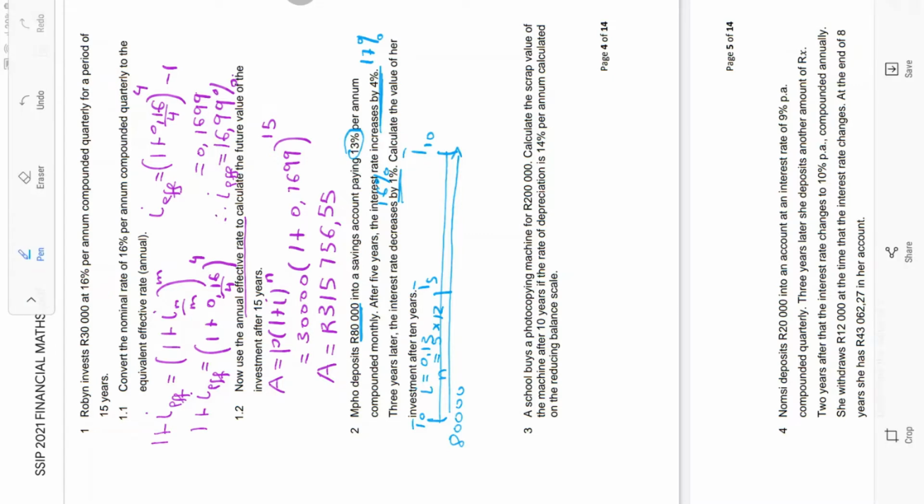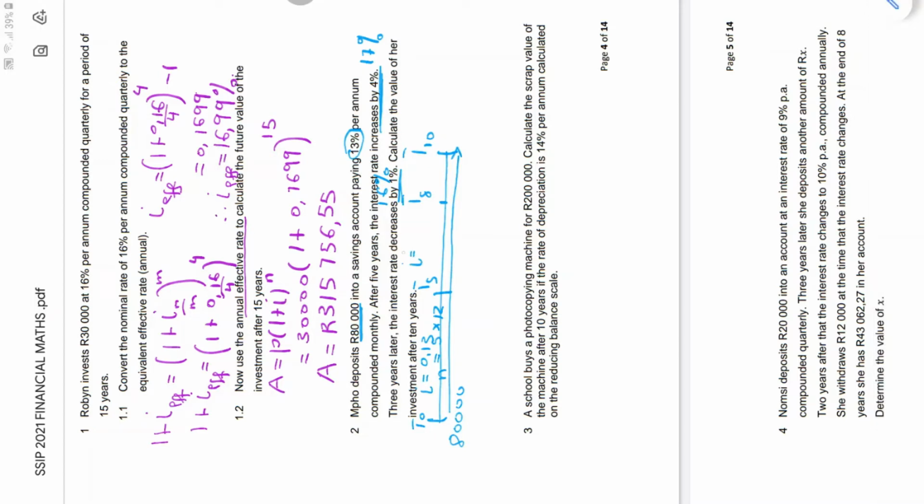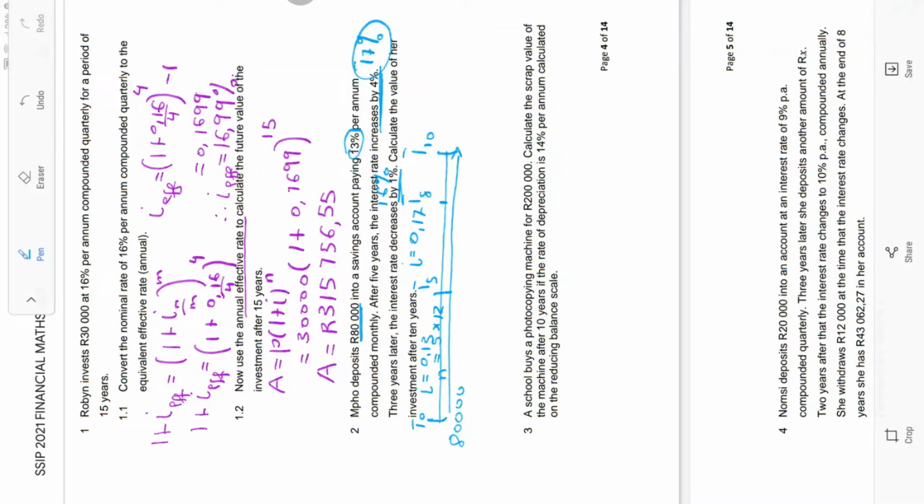compounded monthly. Then what happened after the 5 years? The interest rate increases by 4%. 3 years later, so 3 years later from the first 5 years, we find ourselves at T8. So between T5 and T8, the interest rate is increased by 4%, which gives us the 17%. So we have 0.17, but of course compounded monthly.